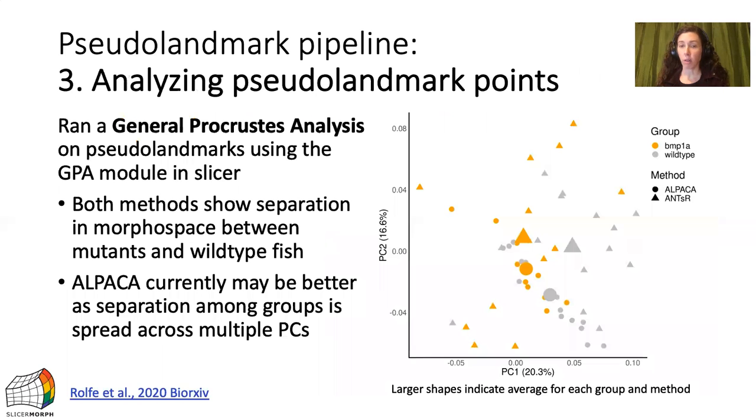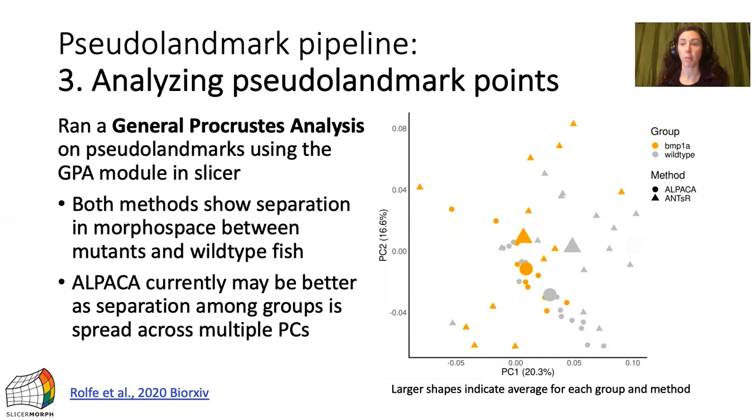So now that we have all of our points, we want to see if the phenotypes differ among our groups or among the methods used to transfer the points. And to do this, we ran a generalized Procrustes analysis on the combined data sets. In this principal component plot, I have the mutants in orange and the wild-type fish in gray. The circles represent specimens from the ALPACA method, and the triangles represent specimens from the ANTs method. The larger shapes represent the average for each group and method.